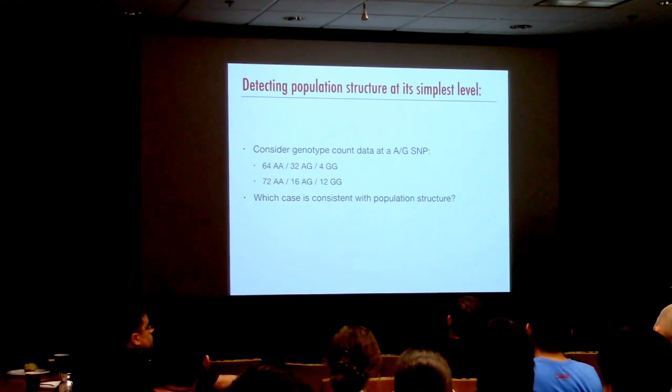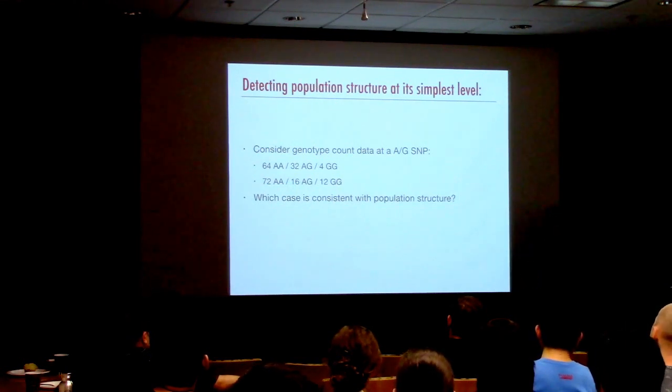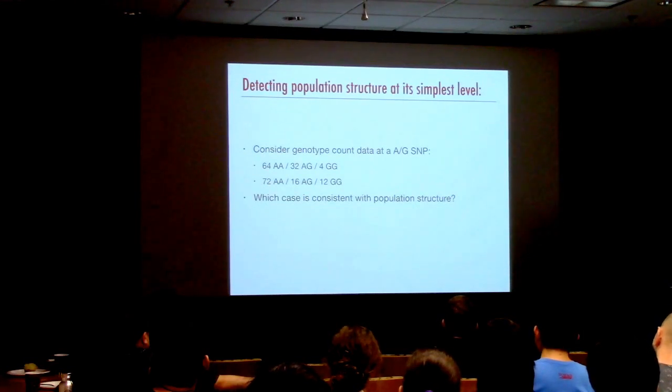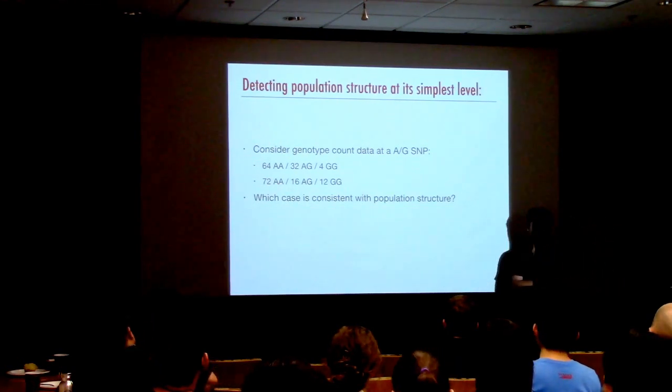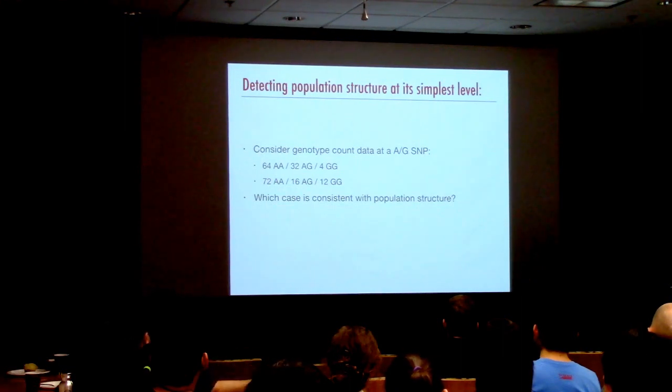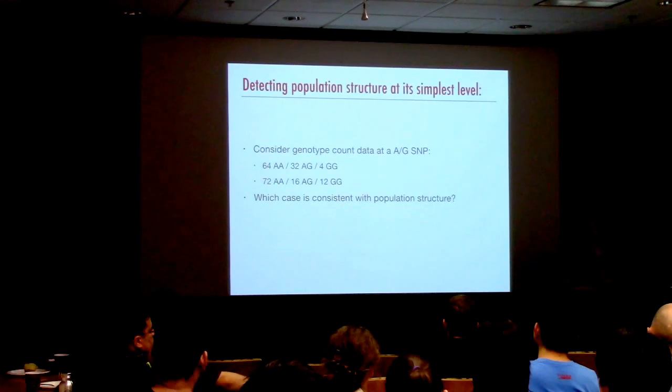Can anybody spot it? What's that? The second population is more homozygous. Okay, yeah, the second population has more homozygous cases, and you think that might be a signature of population structure? Of a small population, okay.